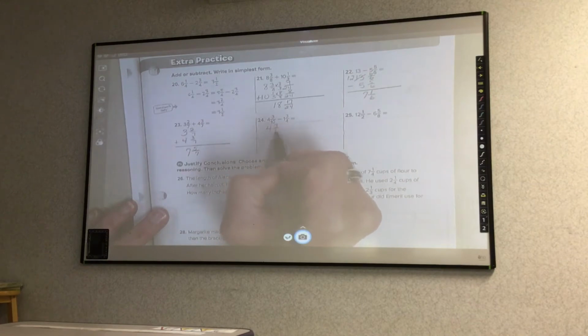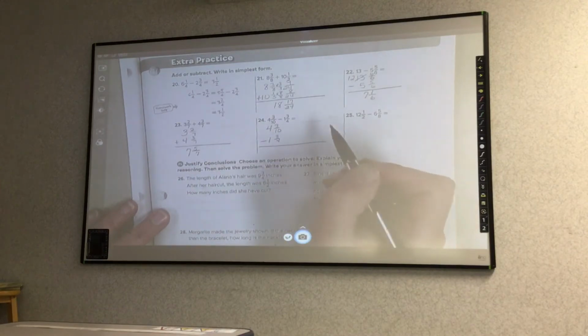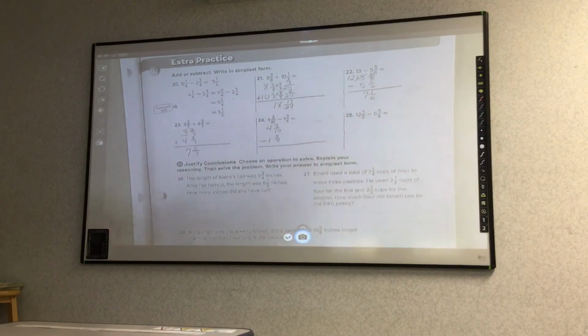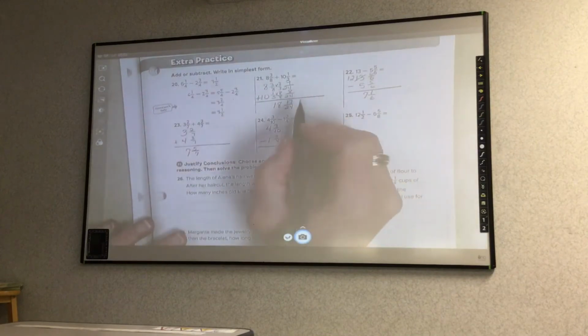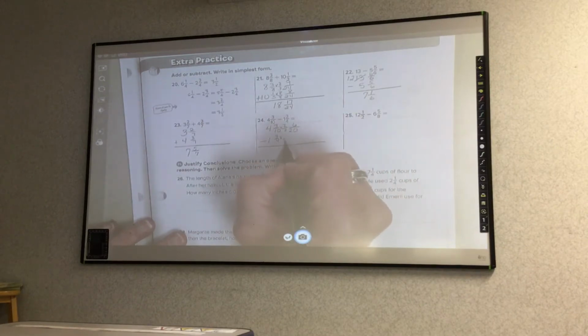4 and 3/10 minus 1 and 3/4. Please do not say my common denominator is 40 because you can get one a lot smaller than that. And one that's a lot smaller than that would be 20. So 10 times 2 is 20. So 3 times 2 is 6. 4 times 5 is 20. So 3 times 5 is 15.